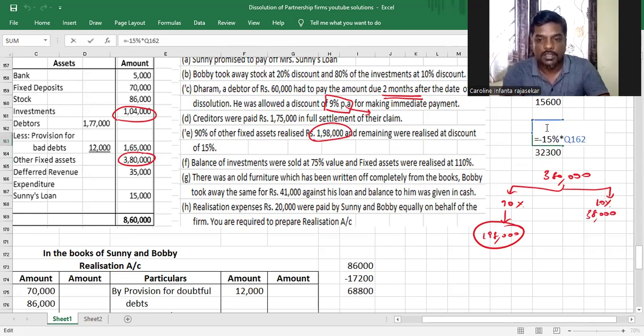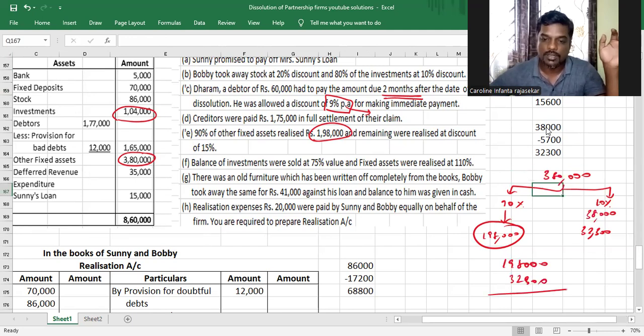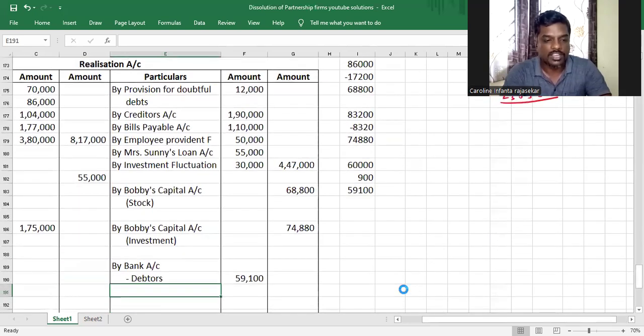Did I do it correctly? 15% of 38,000 is 5,700. The remaining is 32,300. So totally, other fixed assets realize how much, my dear children? 1,98,000 and 32,300. Let's add them. So the total is 2,30,300. Understood or not, my dear children? So other fixed assets realized 2,30,300.